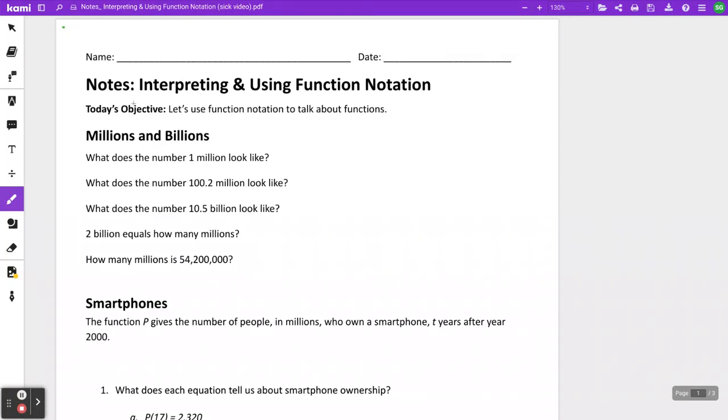The objective for this lesson is we're going to use function notation to talk about functions. There's two things we're really going to focus in on in this lesson: function notation when your input and output might lead you to think a little bit more about what numbers they're actually talking about, and how function notation can help us describe graphs of functions.